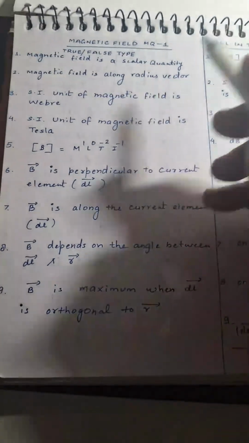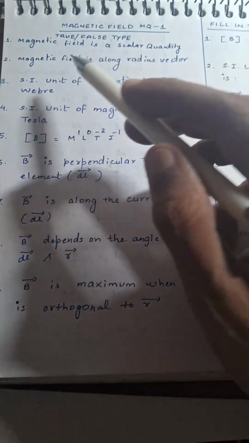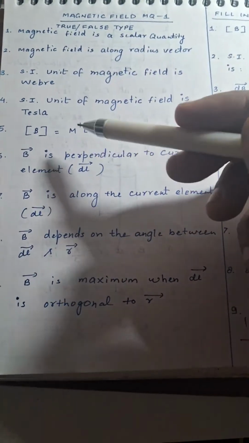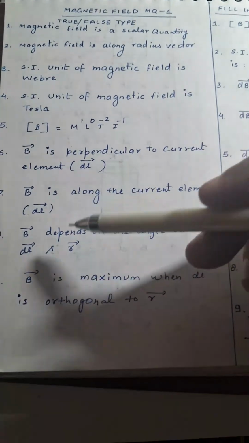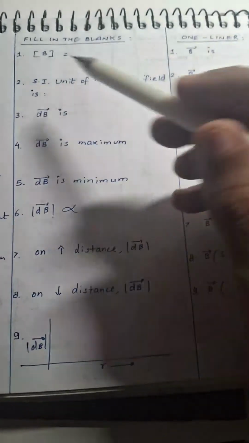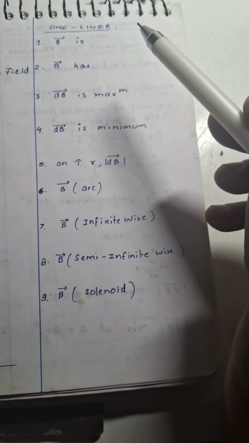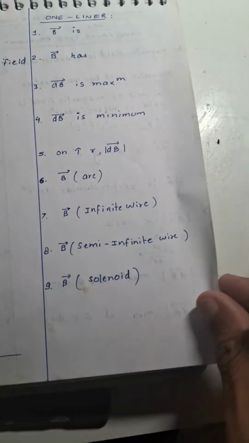Then we have some worksheet on magnetic field, in which we have a true false based question, various questions based on magnetic field SI unit, dimension, direction of magnetic field due to dl, maximum minimum condition, fill in the blanks type questions we have. Then we have another one-liner questions on the concept of magnetic field.